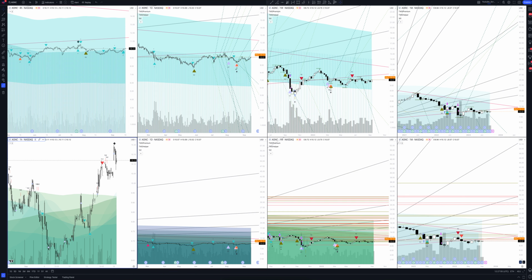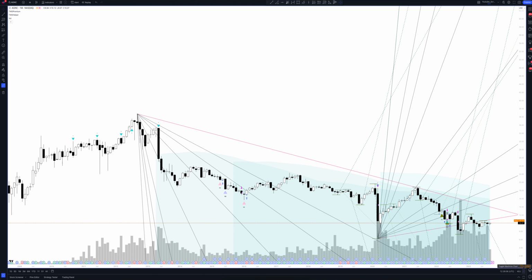Look at AGNC Investment REIT stock. Let's analyze the market situation and find out how you can make money on it. We always start our analysis from the global market.